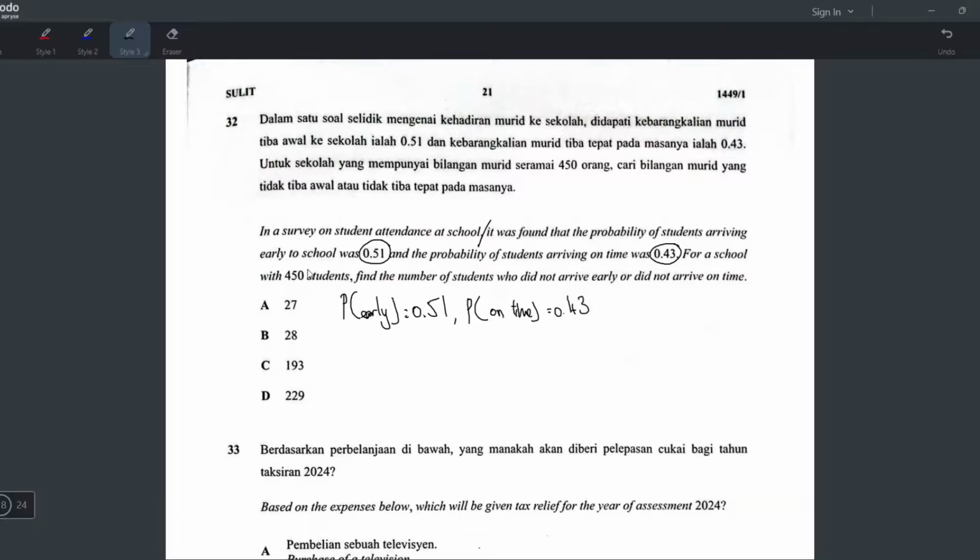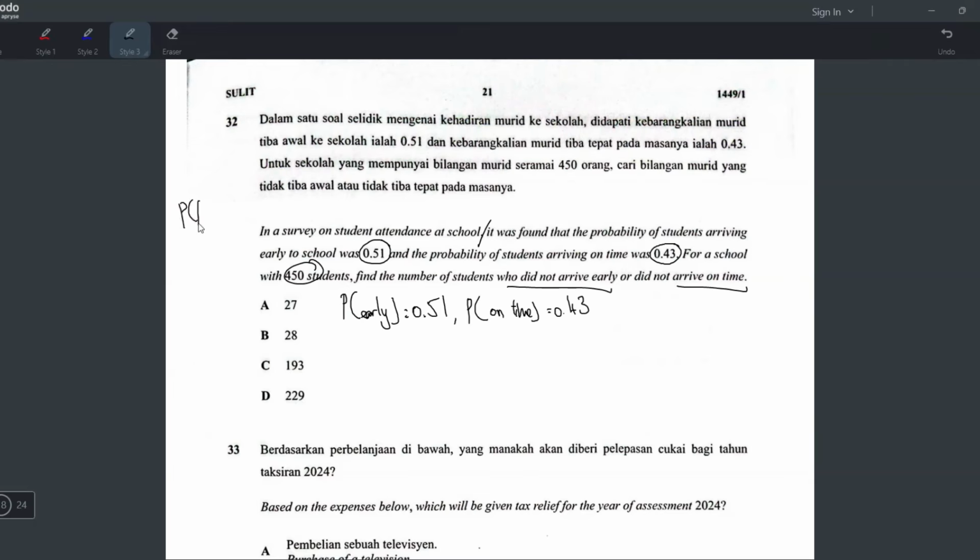Okay, for a school with 450 students, find the number of students who did not arrive early or did not arrive on time. Okay, they want you to find number, not probability. So, find the number of students yang not arrive early, not arrive on time. Kita kena buat macam mana? All right. I think first you have to find out the probability first lah. Yeah, because the 450 is the NS.